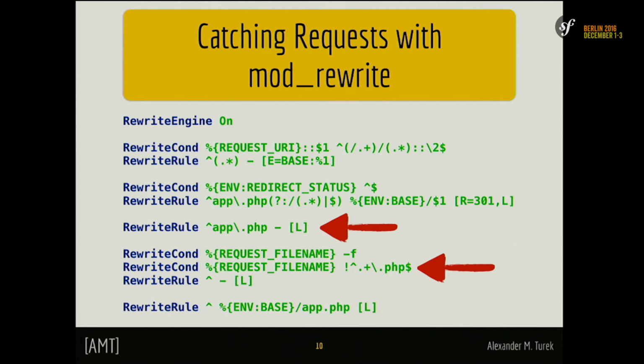I've added another exception to this, saying if it's an actual file but it isn't a PHP file, then also use the front controller for this. And to avoid an endless loop, I've added a rule that if the file that has been called is the front controller, then please call it directly, so that the front controller is not delegated to itself.